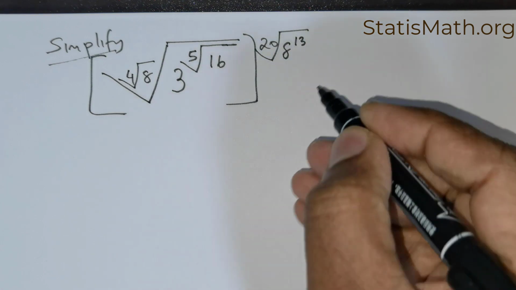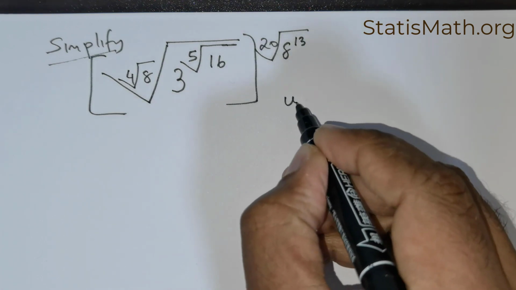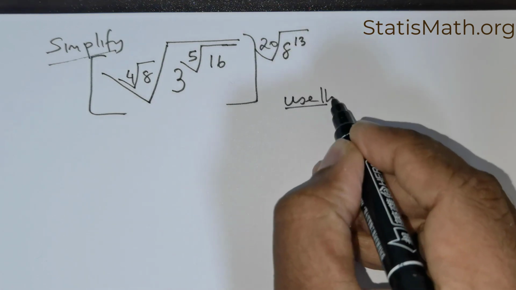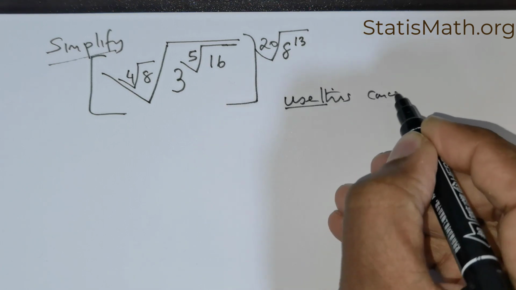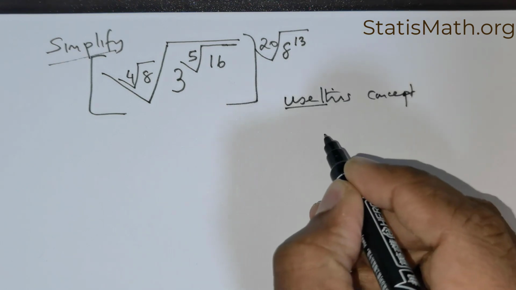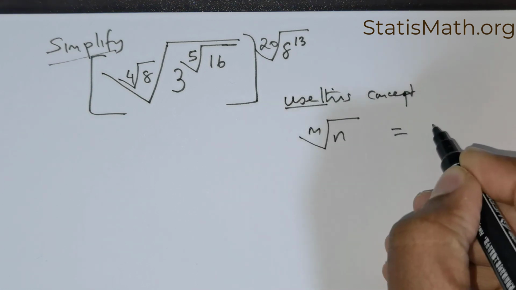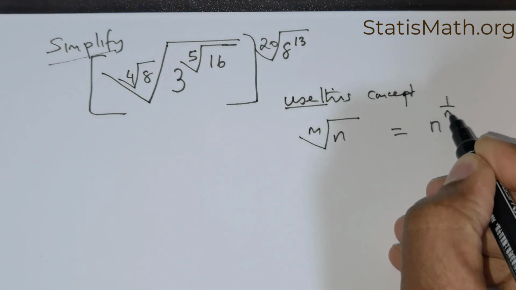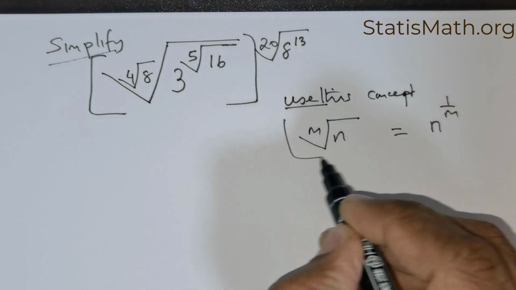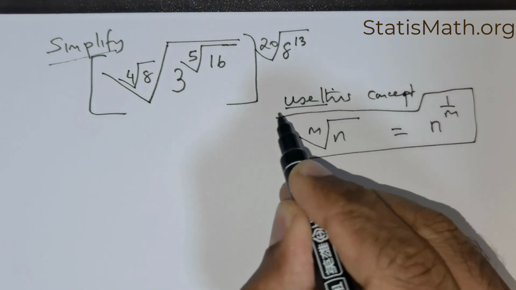So foremost, what we will do is use this concept of indices. Now what is the concept? Suppose you have the mth root of n, you can always rewrite this as n raised to the power of 1 over m. So this is the property that we will be utilizing.